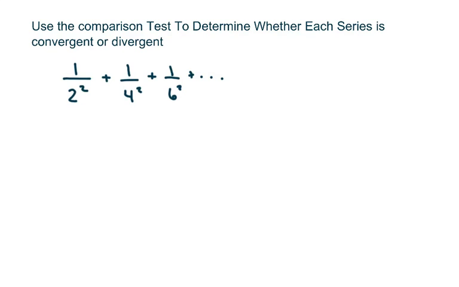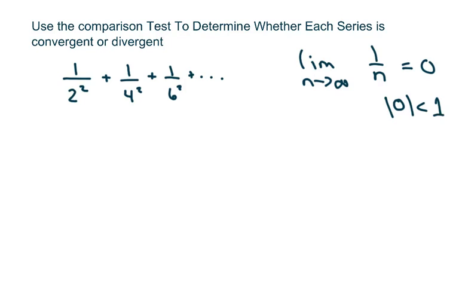Hi everyone, we're going to use the comparison test to determine whether each series is convergent or divergent. And basically what we're going to compare it to is 1 over n. So if you take the limit as n approaches infinity of 1 over n, we know that this equals 0, and the absolute value of 0 is less than 1. So that means it would be convergent. And if it's not, then we know that it's divergent.